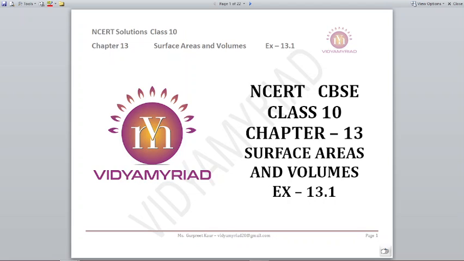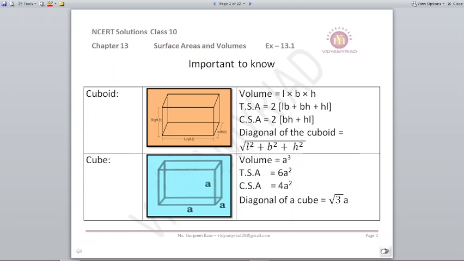This video is made for class 10 on chapter number 13, surface areas and volumes, and today I am going to begin with exercise 13.1 from NCERT. Before we begin with the exercise, there are certain formulas which you need to know and you have already done in your previous classes. It's just the recapitulation of that.